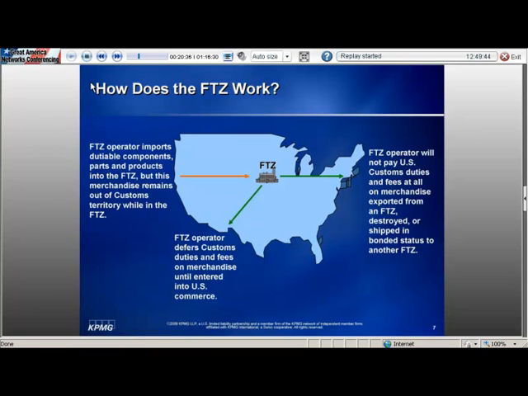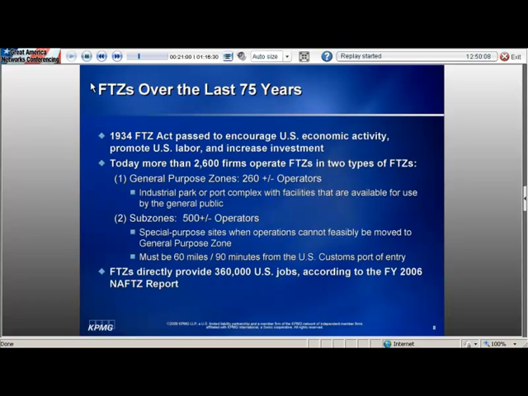Or, like Craig mentioned, we can destroy products within the foreign trade zone and not pay customs duties, or even ship them in bonded status to another foreign trade zone, and similarly avoid those payments of customs duties and fees. What we would pay customs duties on is merchandise that's entered into the customs territory of the United States from the foreign trade zone.